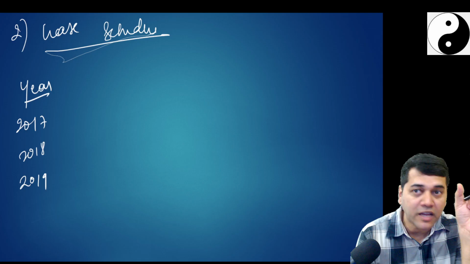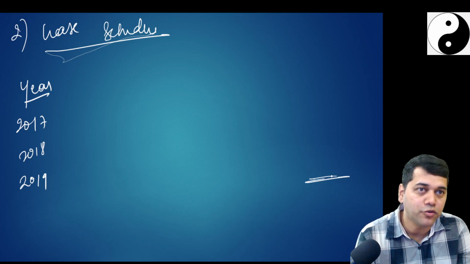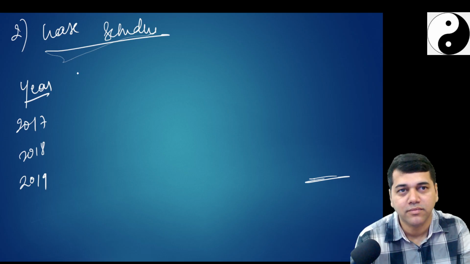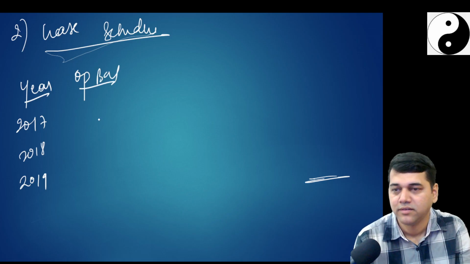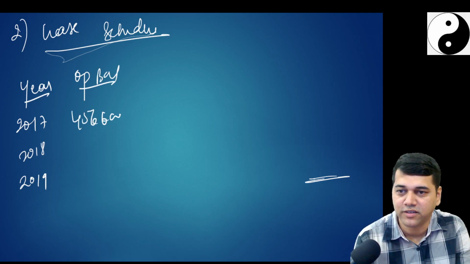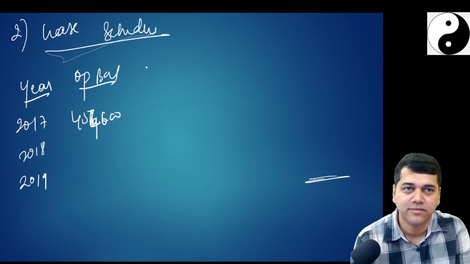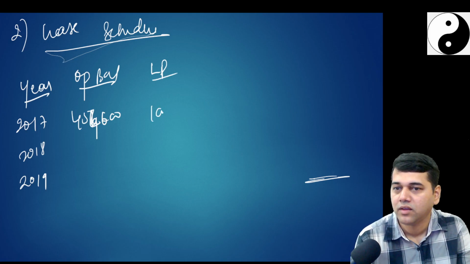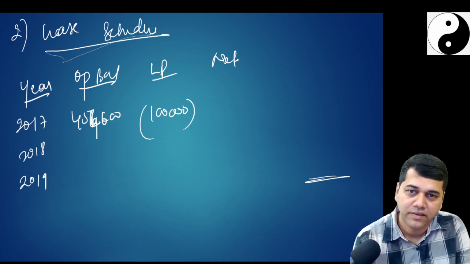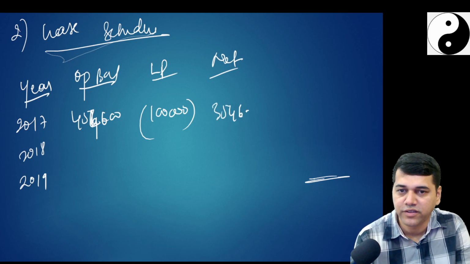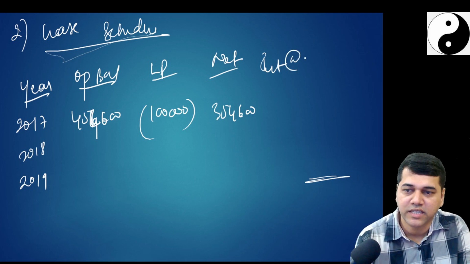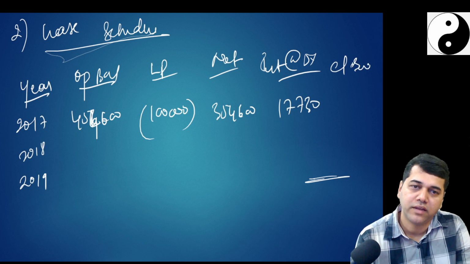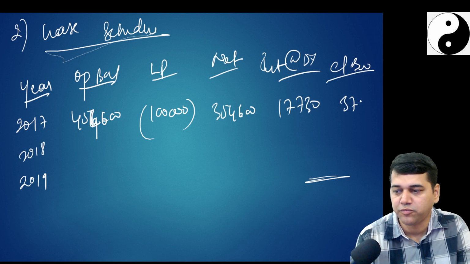Why am I doing this? Because I want that closing balance here to figure out the differential. What is the next column? Opening balance 4,54,600. Next, lease payment 1 lakh, net 354,600, interest at the rate of 5%, 17,730, closing balance. This is simple, no students, this format.